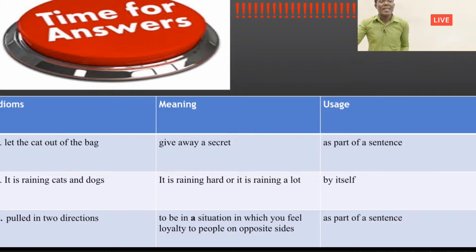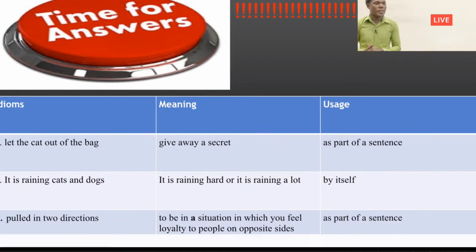Now, usage, it is a part of a sentence. So I want you now to write a sentence with that idiom, let the cat out of the bag. So I'll give you an example. Jason was so excited that he let the cat out of the bag and spoiled the surprise. That's my sentence for the idiom. Good. Next one.